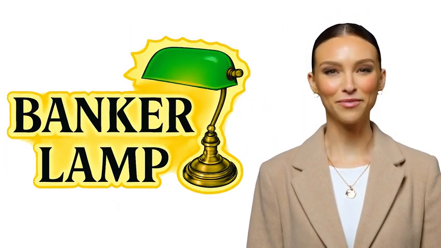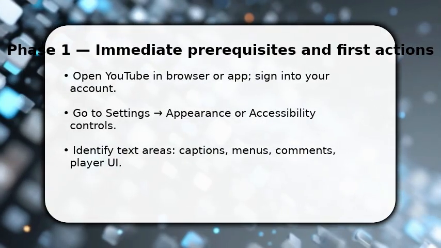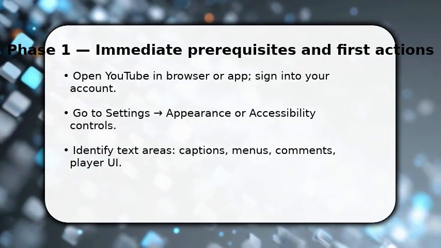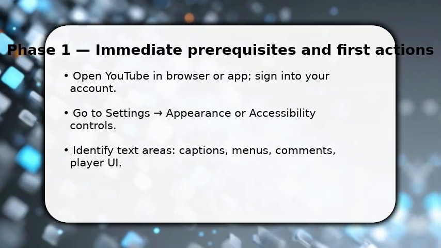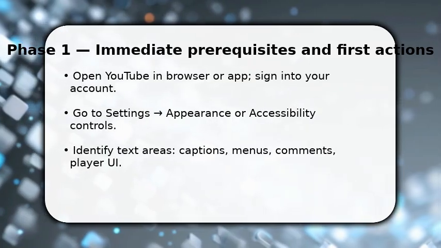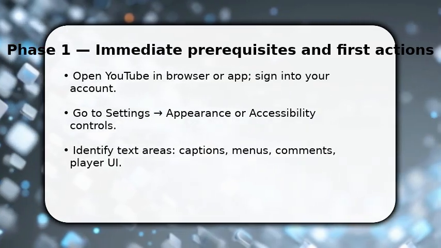Please enjoy the video. You begin by opening YouTube and signing in. This ensures your preferences save. Once done, go to Settings and find Appearance or Accessibility. Different apps show it differently. Locate where text appears, captions, menus, comments, and the player UI.